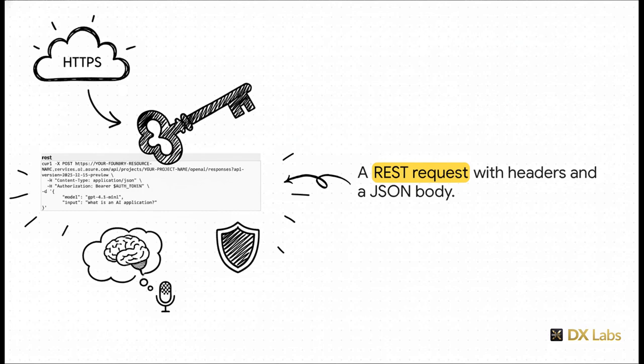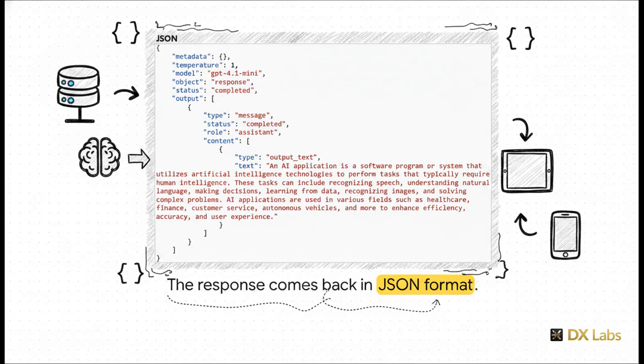Inside this body, you can read plain English. It's a prompt from a user asking, what is an AI application? That is the actual question we are sending over to the model. Now, when the model finishes generating its answer, the results come right back as a response. Just like the request, this response comes back with headers and a body, and again, the body is delivered in that format called JSON.